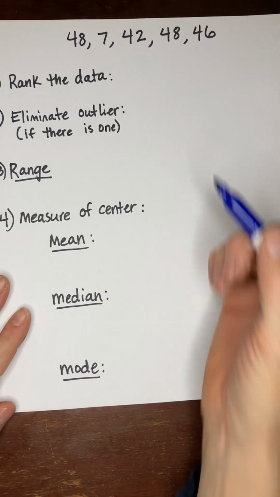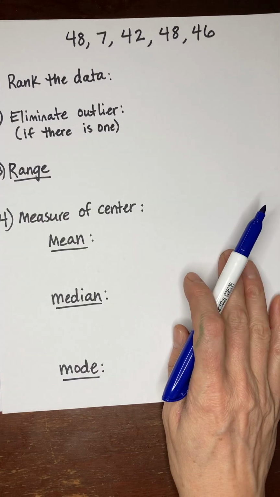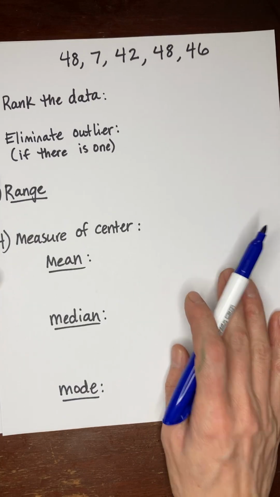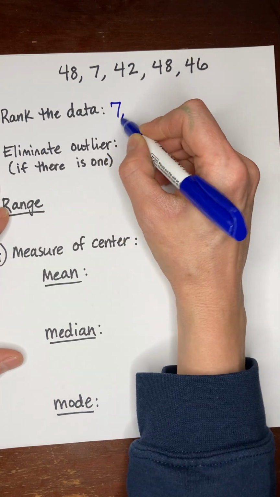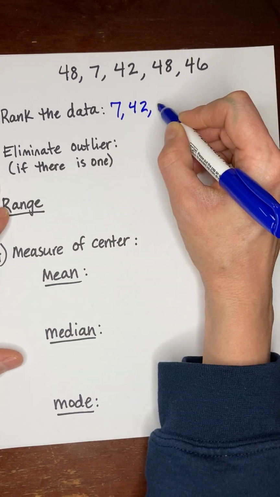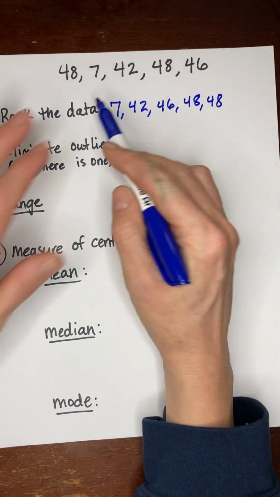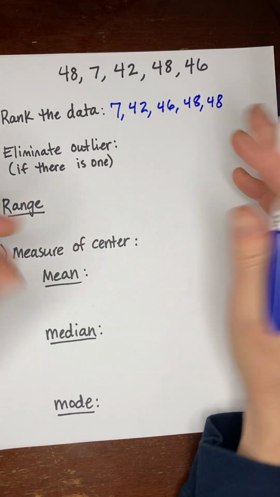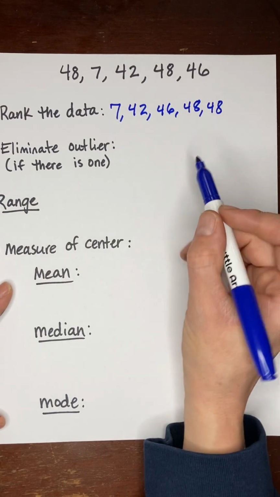All right, let's walk through this from start to finish with a different data set, and let's just see how this all works in practice. Okay, the first thing I'm going to do is rank my data from smallest to largest. So 7, 42, 46, 48, 48. Okay, and for this example, I've just been given some data, but I've not really given any context. So I'm not sure what these values represent, and there's no units.